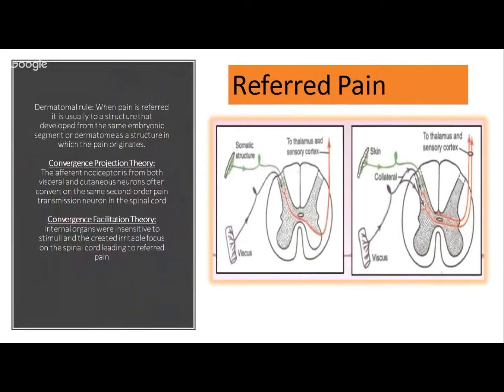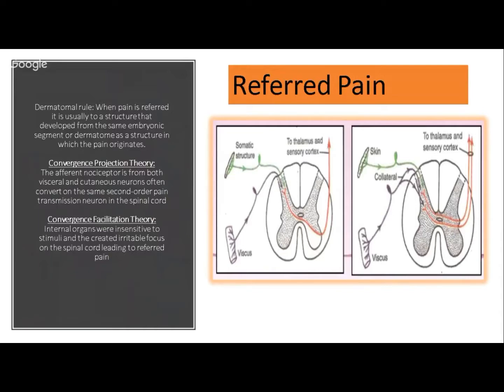Then the concept of referred pain. Referred pain is basically when a pain is referred to a structure that develops from the same embryonic structure. There's a couple of theories that look at it. One is that the afferent nociceptor, you have the somatic structure and then you have the visceral structure.